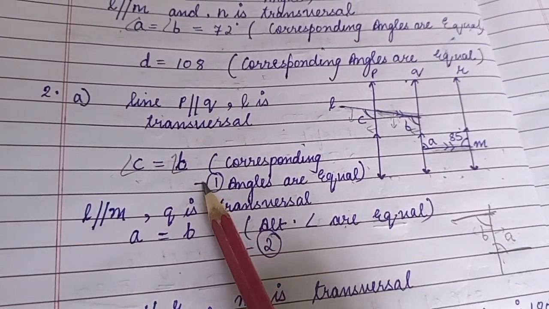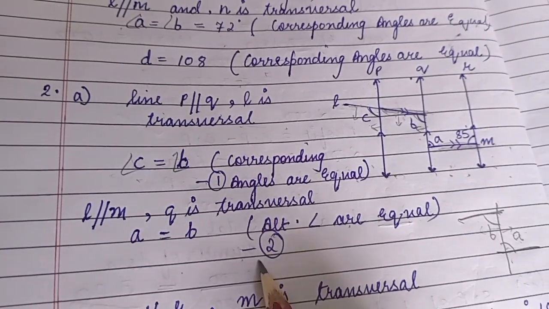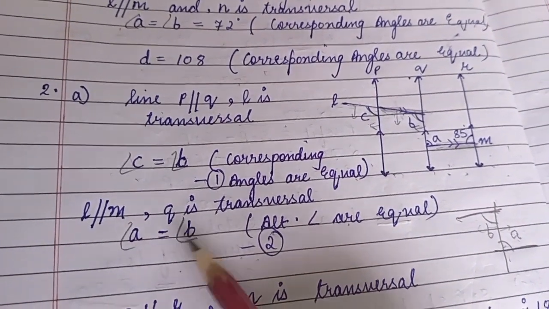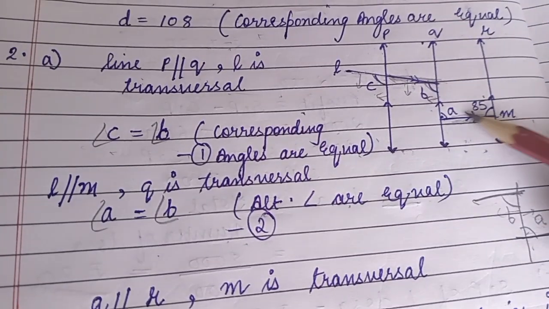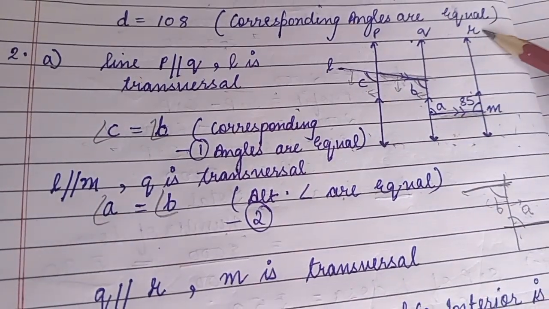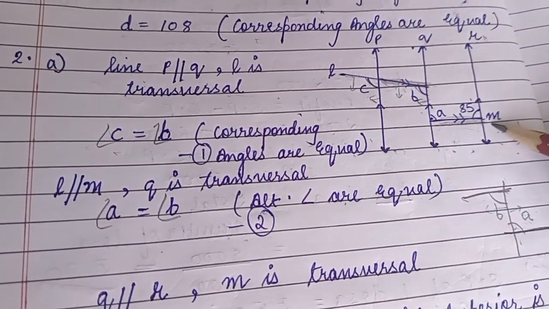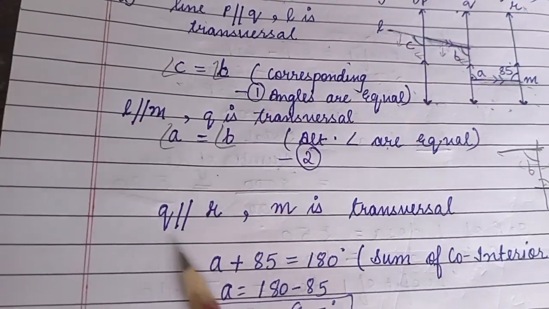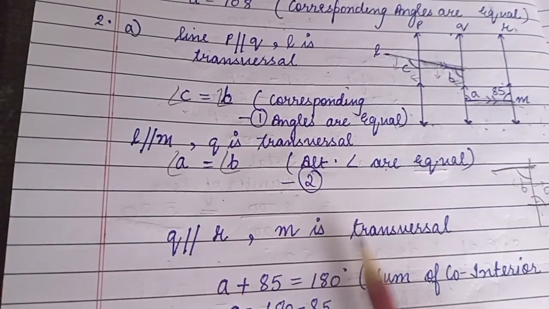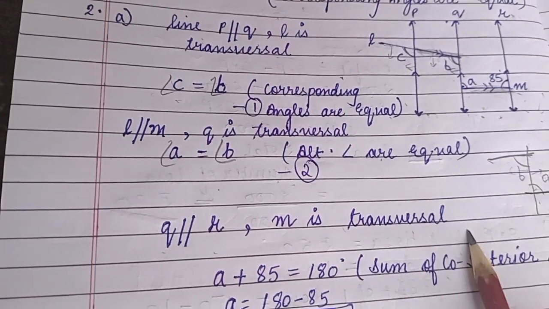I have taken this as equation 1, this one as equation 2. Correct? Coming to the next angles, that is P and Q, Q and R line, where M is the transversal. Okay, this only I have written. Q line is parallel to R, whereas M is transversal.